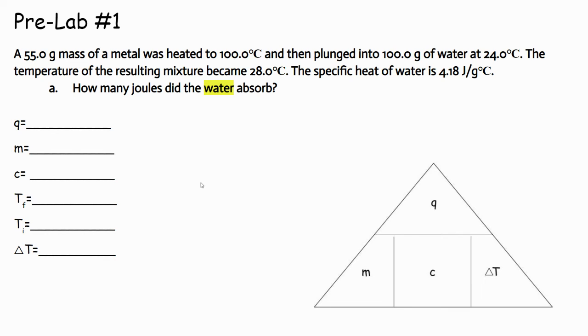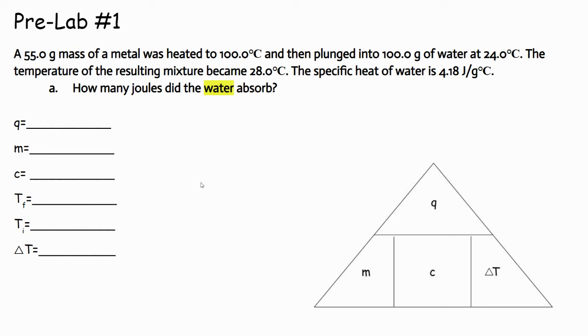A 55 gram mass of a metal was heated to 100 degrees Celsius. Then it was plunged into 100 grams of water at 24 degrees Celsius. The temperature of the resulting mixture became 28 degrees Celsius. Specific heat of water is 4.18 joules per gram degree Celsius.